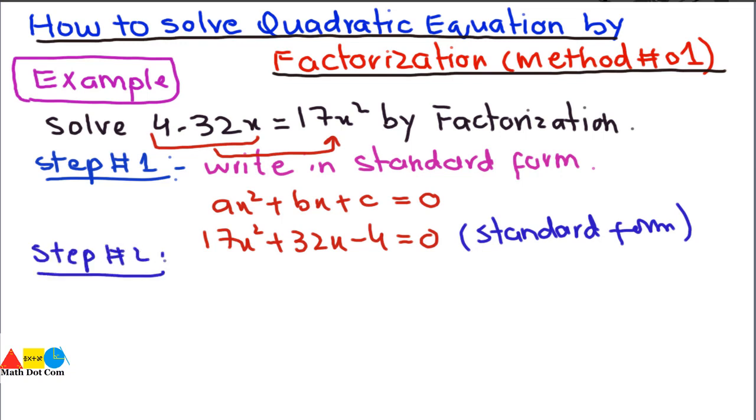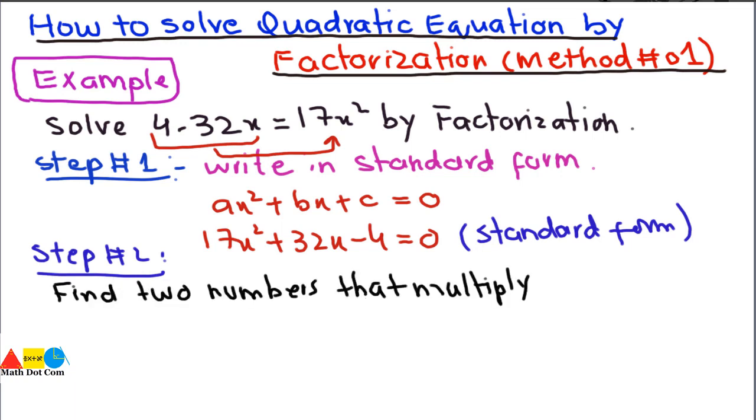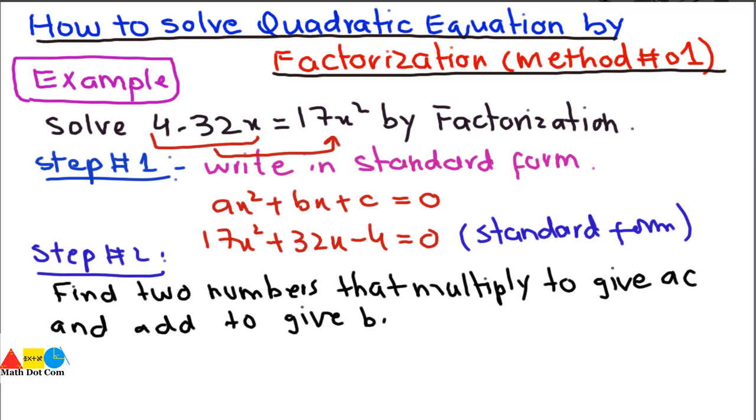Step number 2 is the main step of this method. We have to find two numbers that multiply to give AC and when added give B. Now what is meant by this step? How can you apply it? AC means you have to multiply this value and this value. So 17 is A and minus 4 is C. We will multiply them together: 17 multiplied by minus 4 equals minus 68.